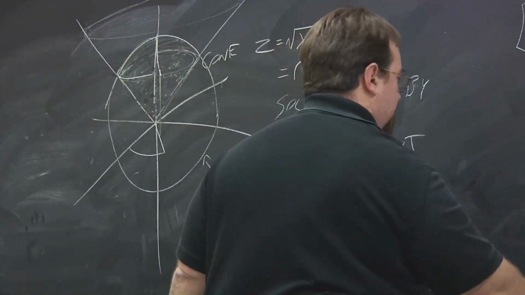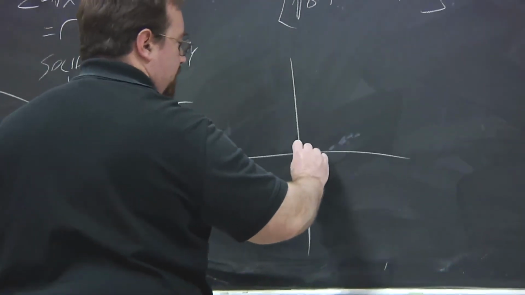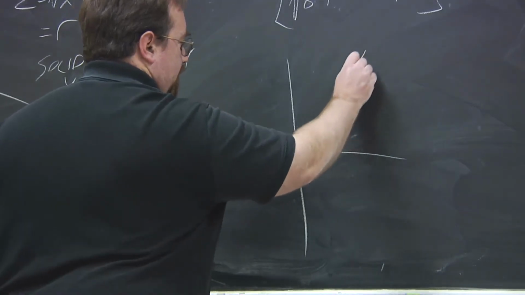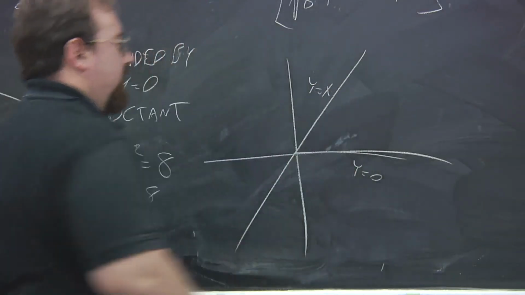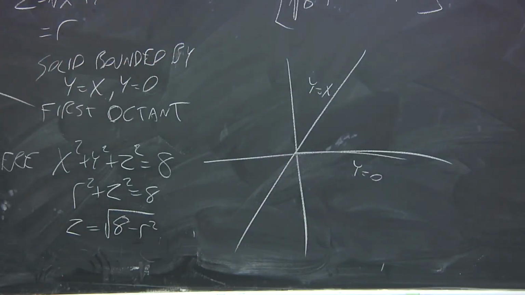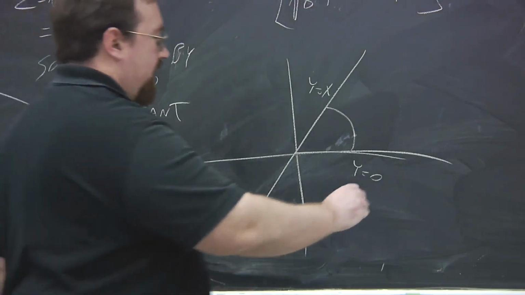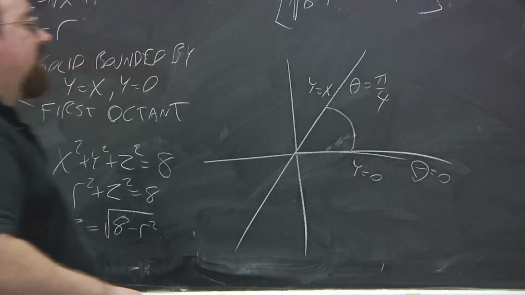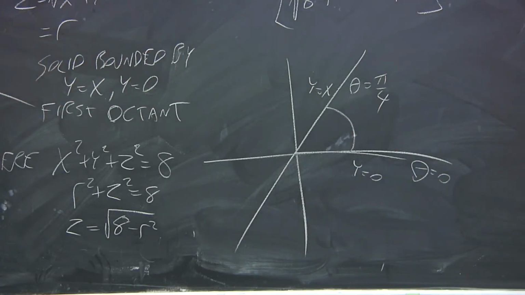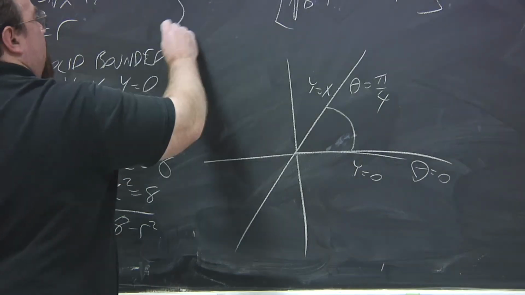Because if we look at the xy plane, here's y equals 0, here's y equals x. So what angles would that correspond to if we just want this portion in between? 0 and pi over 4. Yeah. So this is theta equals 0, theta equals pi over 4. Okay. So we're just taking a portion of the solid that's between these two surfaces, so it's like we're cutting off a wedge. So that gives us our limits in theta.